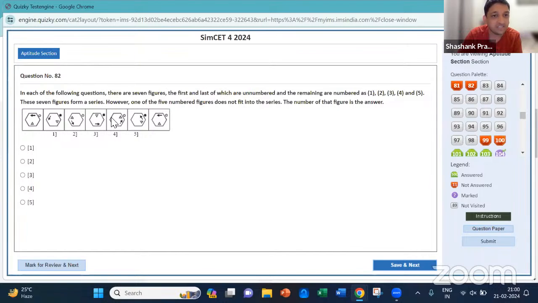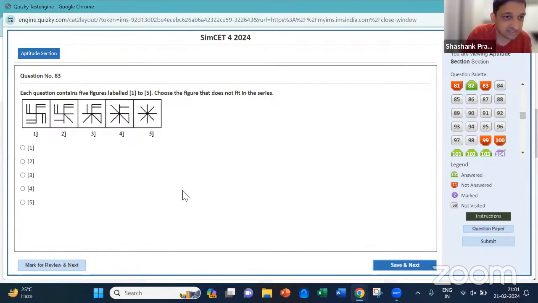4 में it should have been here. So 1, 3, 5, 7 की तरफ से the triangle is moving. So I'll go with 4. Tough one. I'm happy I was able to crack this.